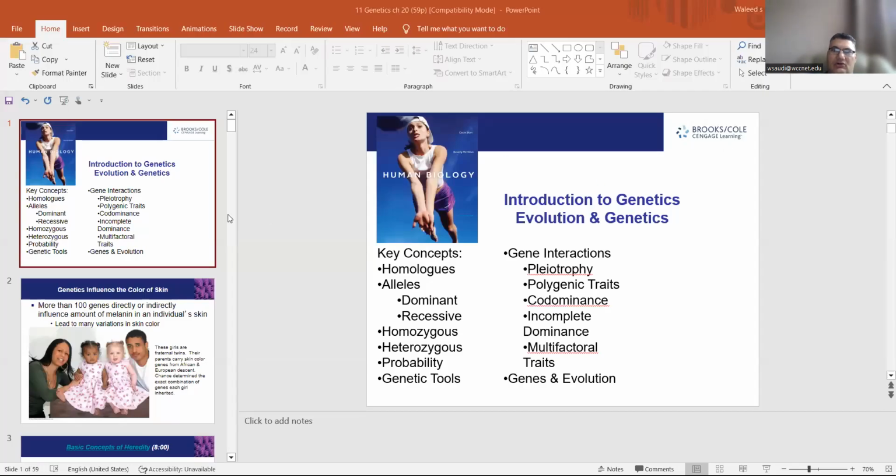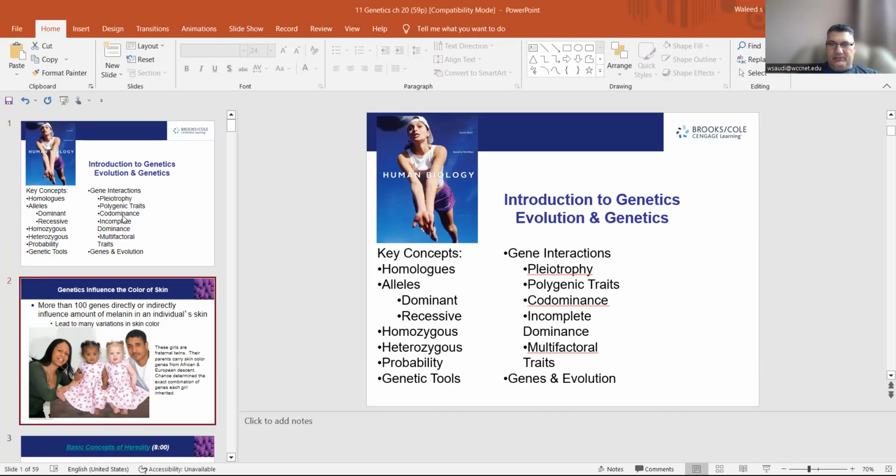All right. So this chapter is basically about genetics and evolution. And these are the terms that we will need to know. We will go through it one by one as we go, like homologous. We talked about this before, like alleles. We went through it before. Homozygous, heterozygous, we will see it, probability, genetic tools, genetic interaction, whether it is pleiotropy or polygenic or codominance, incomplete, or so on. We will go through all of those and we will understand what it means.